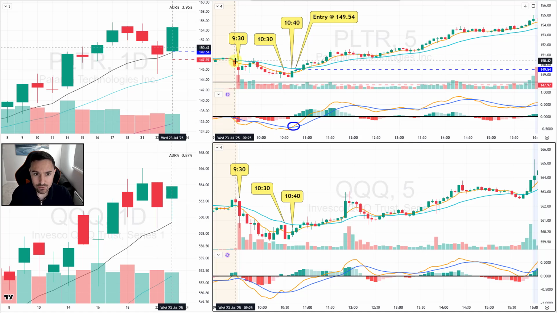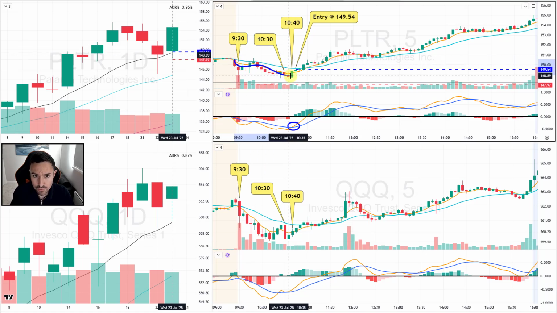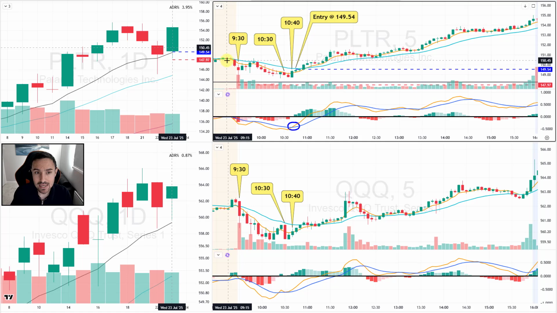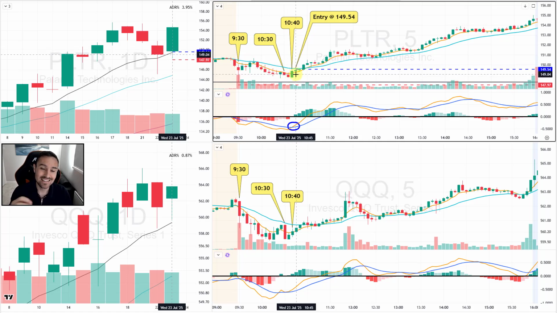Okay, so with PLTR, what we see is a move down here, and then it starts reclaiming this orange line. Now this orange line is very important. It's the 5-minute 6 EMA. So oftentimes with INMERELOs, which again is an acronym for intraday mean reversion long, what you tend to see is price reclaiming the 5-minute 6 EMA, as we can see here.